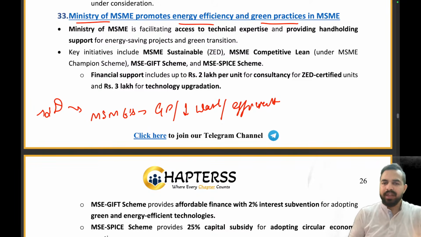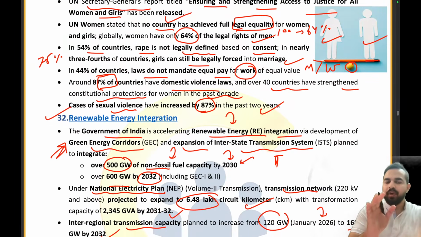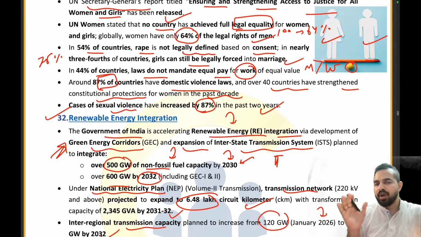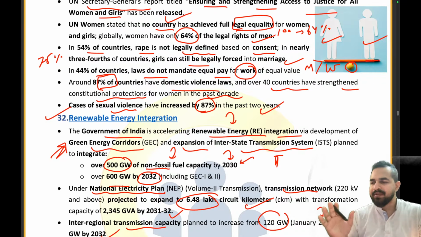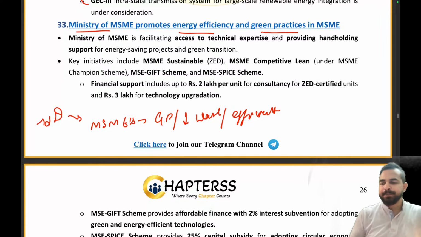Okay, so there is a correction, my dear friends. See guys, in one of the questions in this particular part, 44% of the countries' laws do not mandate equal pay. It was not 87%, it was 44%. Right? Yes, 87% was for the domestic violence law. Absolutely right. Thank you, Harshal, Ramsai and ABC for identifying this mistake. Okay, now let's move on to the next part.